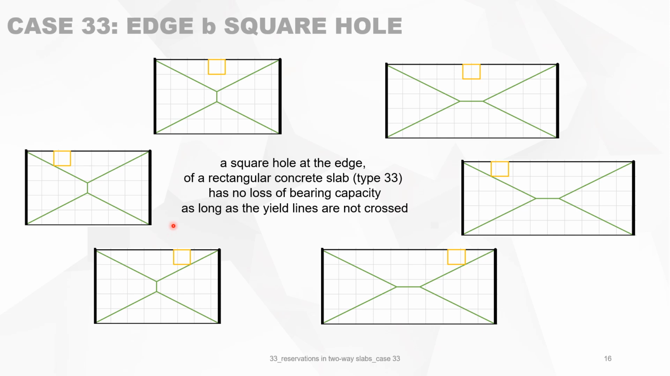So we can conclude that a square reservation at the edge of a rectangular concrete slab type 33 has no loss in bearing capacity as long as the yield lines are not crossed. So this type of reservations do not influence the bearing capacity of the slab because they are just not crossing any yield lines.